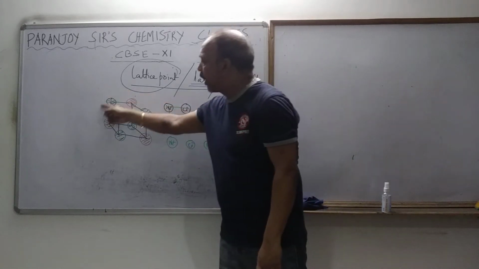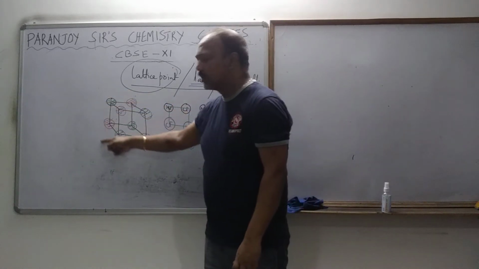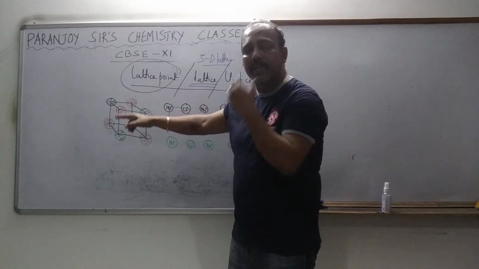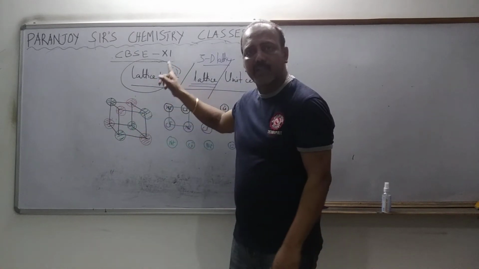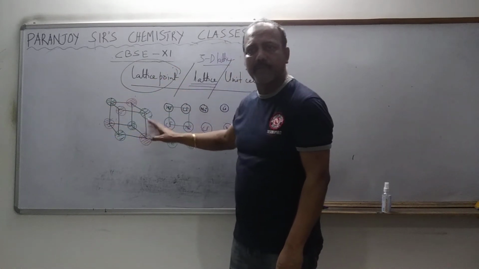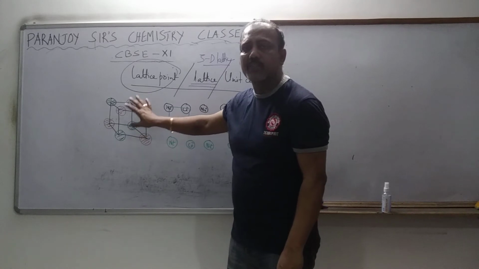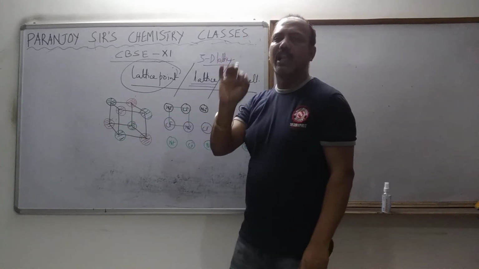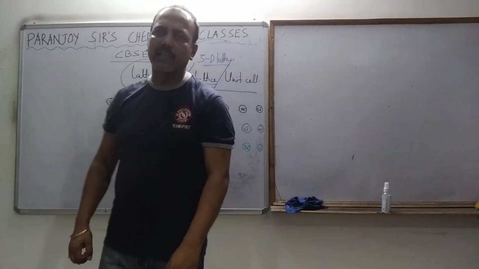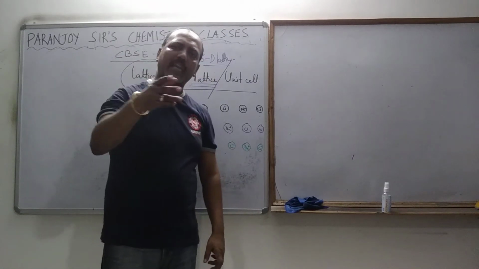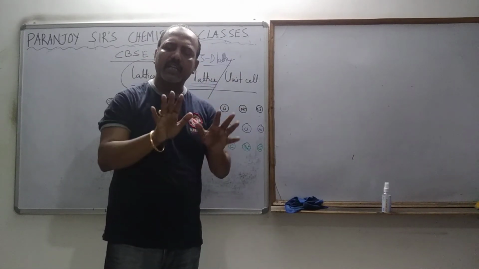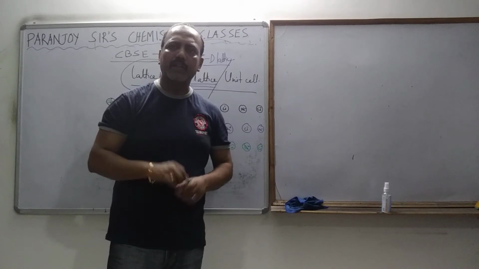This small part, this small cube, obviously this is made up of what? This is made up of lattice points only, and it is called the unit cell. So repetition of the unit cell in all three directions is giving you what? It is giving you the crystalline solid.